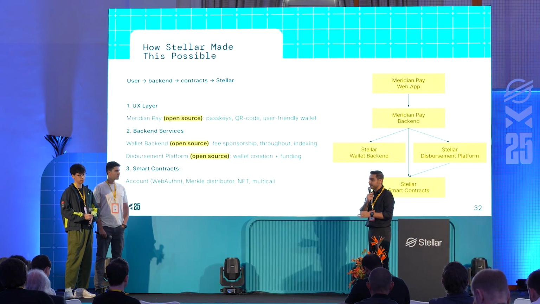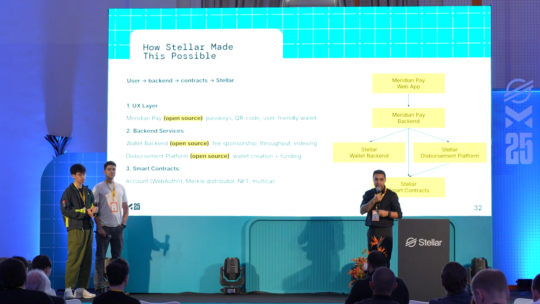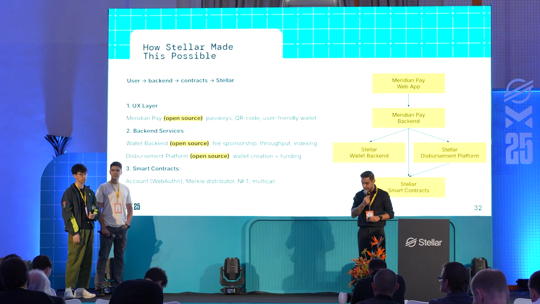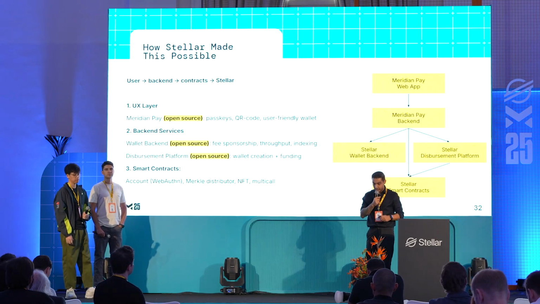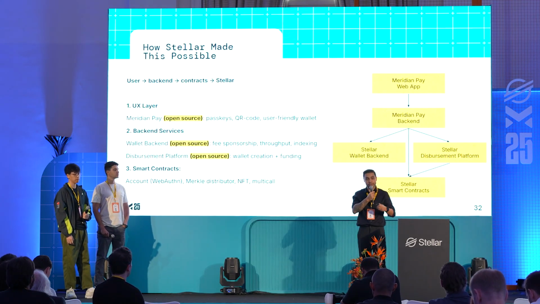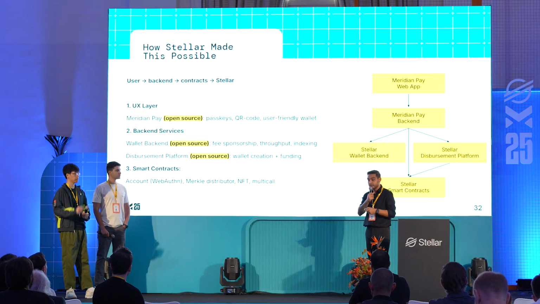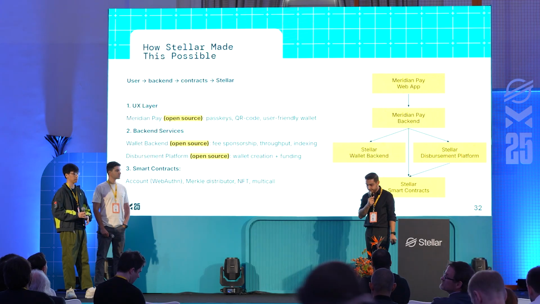And at the bottom, we have the smart contracts. We have smart contracts for the web authn implementation, for the Meridian distributor to give the tokens to the users, for example. We have the NFTs implementation, and we also have a multi-call implementation where we can bundle multiple contract calls into a single transaction.